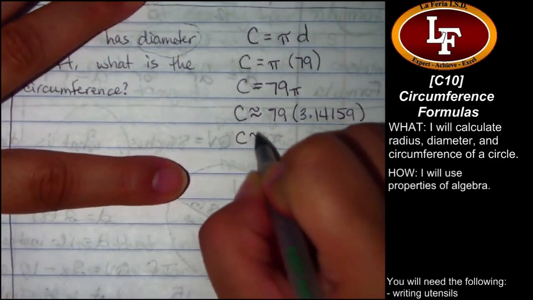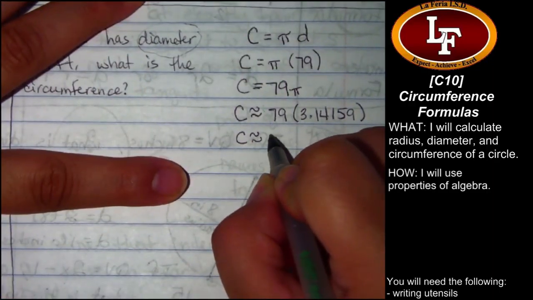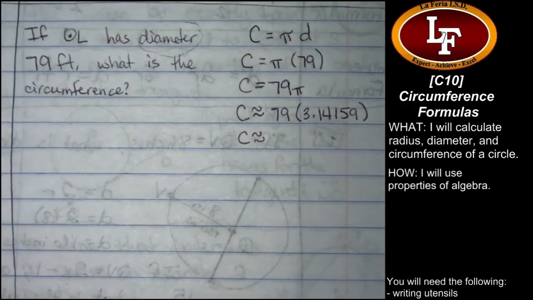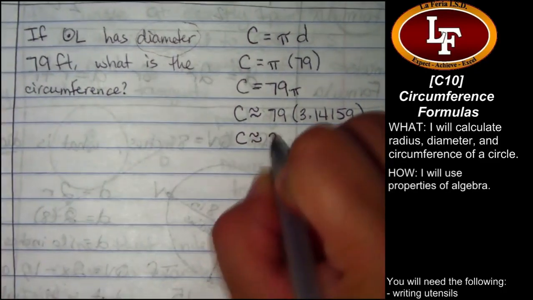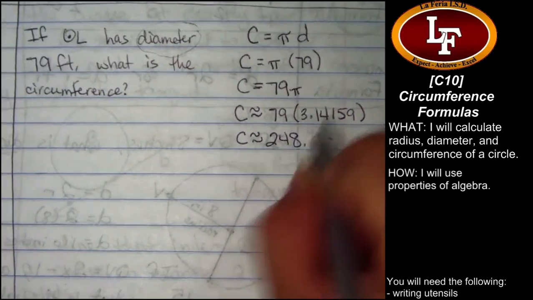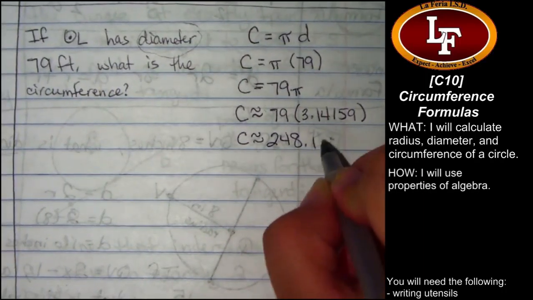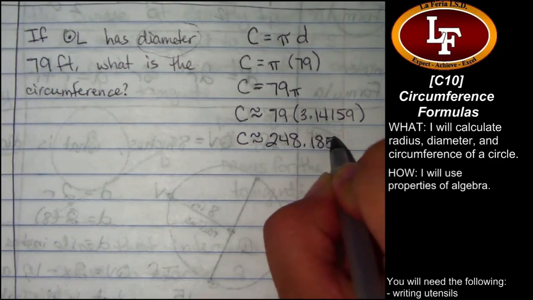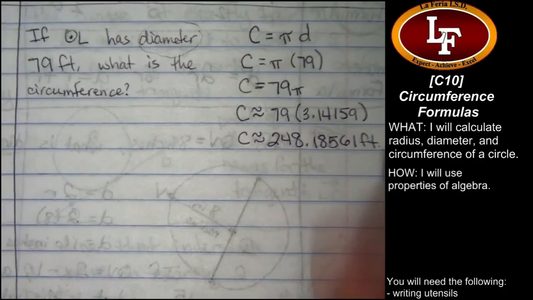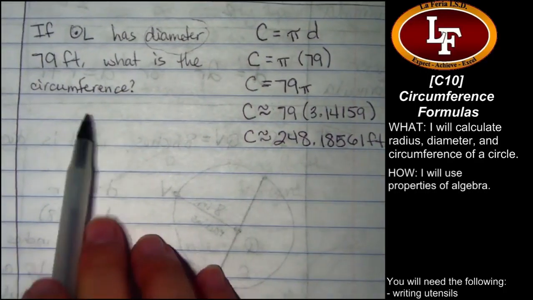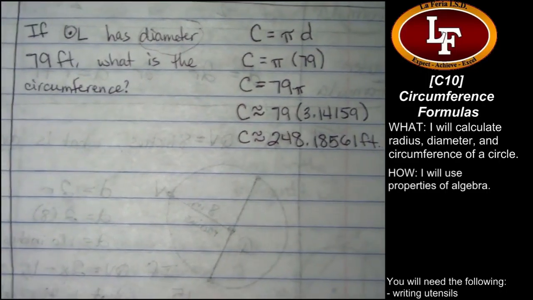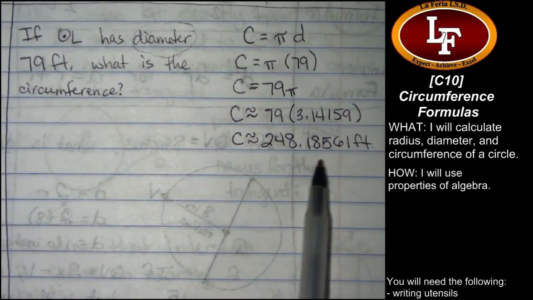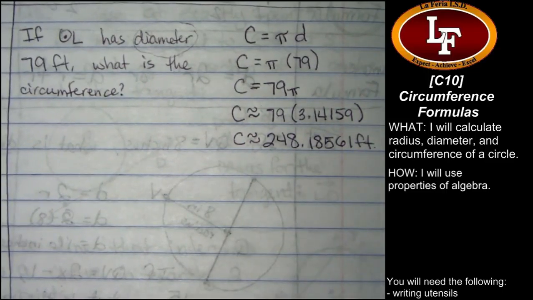And the circumference of the circle is approximately, wait, that doesn't make sense. Sorry, let me try this again. I just noticed that in my calculator, it was showing the wrong value. There we go. That looks better. So my calculator is showing now 248.18561 feet. You'd have to take a look at your question to see if it says round to the nearest some value in order to figure out how many decimal places you should actually have after the decimal point.